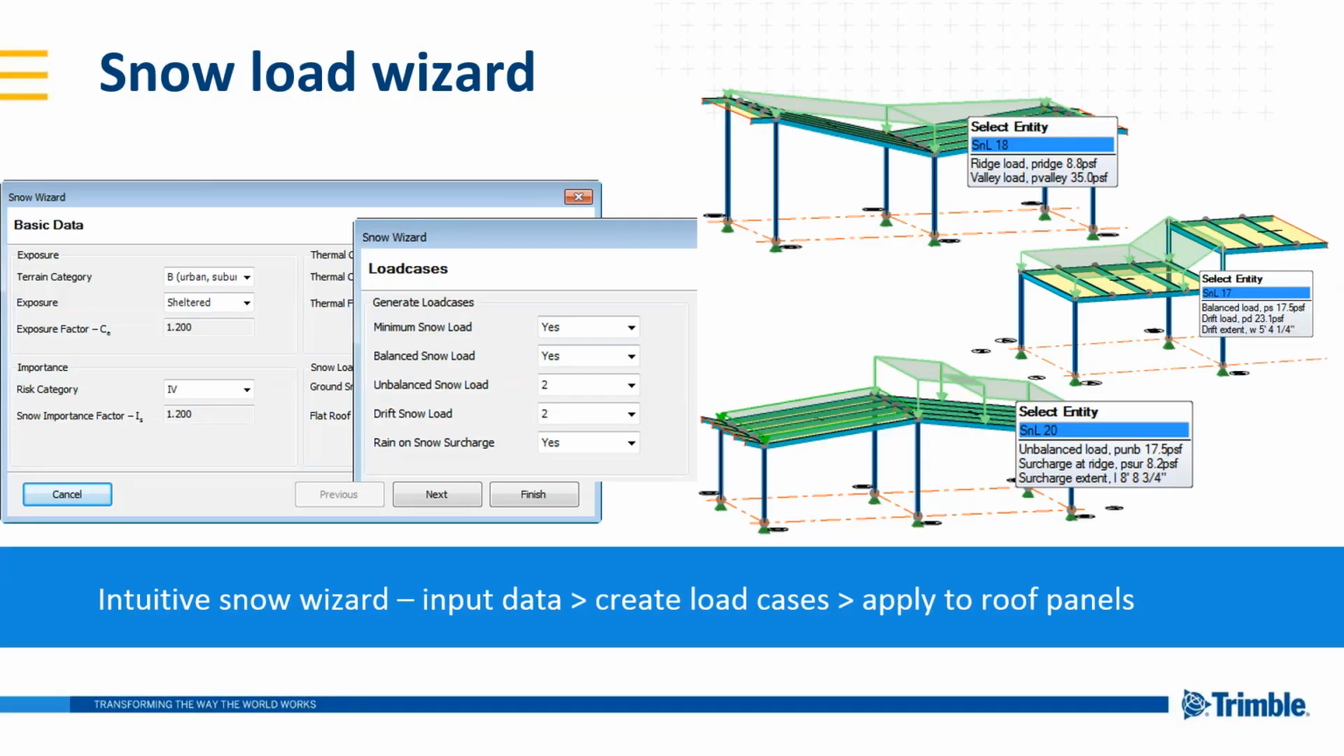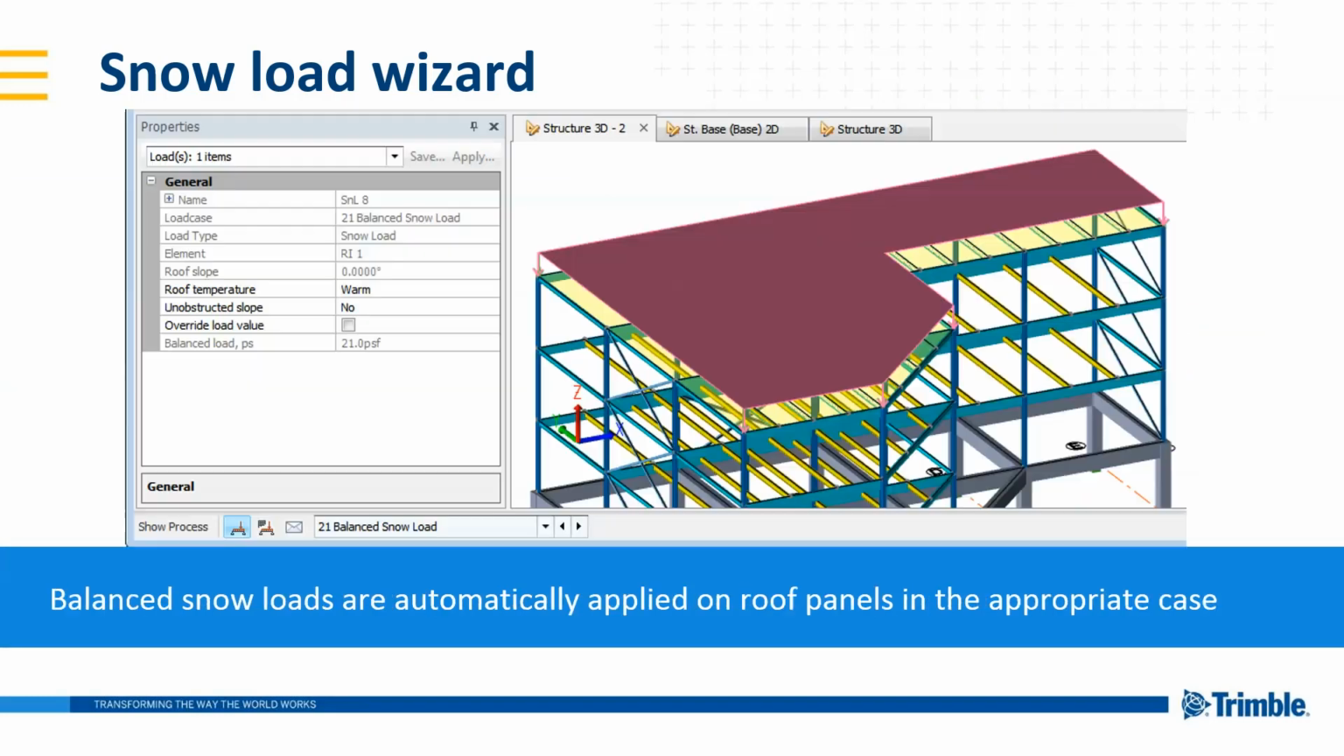In Tekla Structural Designer, we have an intuitive snow load wizard. From the loading toolbar, you'll be able to select this command. A dialog box will appear prompting you for information needed to calculate the snow load. You can then create the load cases required for your building. These are the unbalanced loads for sloping roofs and the drift loads at parapets or roof steps.